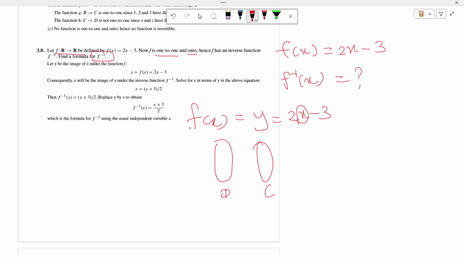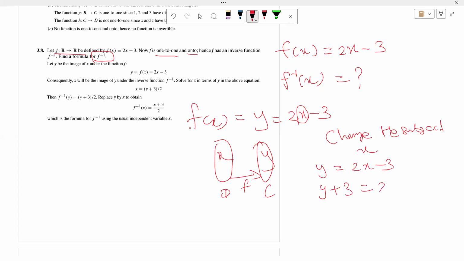If it is an inverse function, let's say from this is f, right? So now what will happen? If I change the value for x, the y value will change. Now what I need to do to find the inverse function, you only need to remember, I need to change the subject to x. How can I change the subject to x? y is equal to 2x minus 3. So y plus 3 is equal to 2x, right?